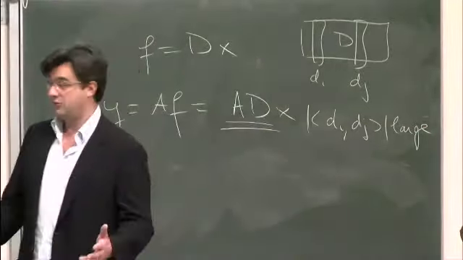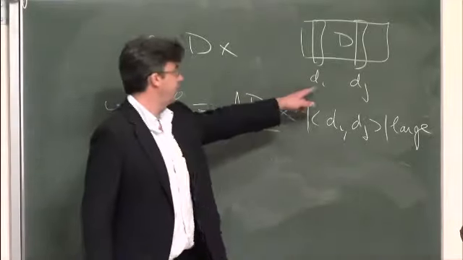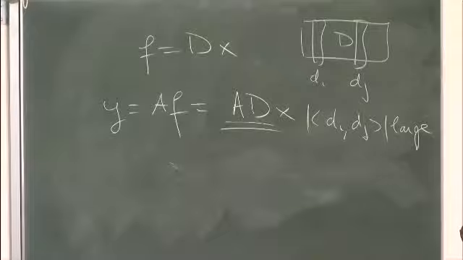D cannot obey the restricted isometry property, because suppose two columns of D are the same. Then the problem is gone. If two columns of D are the same, and you send me x that selects one column of D and you select the other one, even if I don't undersample, I cannot distinguish them.